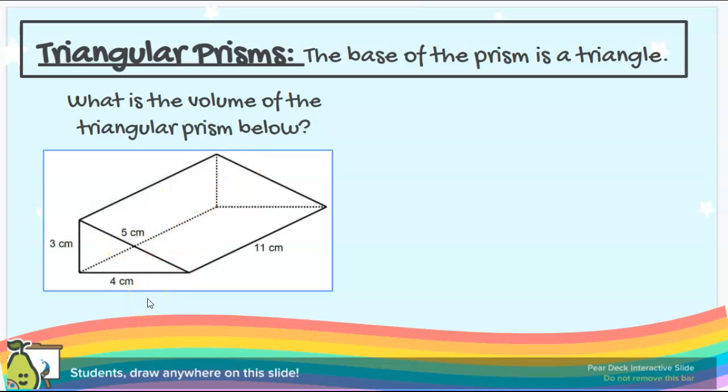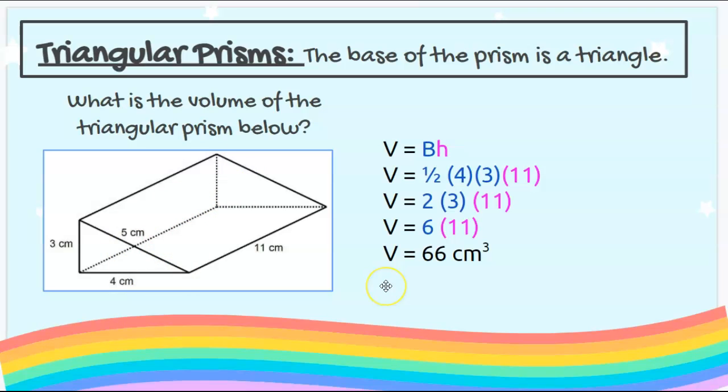In this case, I actually color coded it. The area of the base would be a triangle, so that would be 1/2 base times height. That would be 4 times 3. We're not using the 5, because that's a slant. So don't use that 5, don't let it confuse you. Let me just get rid of it.